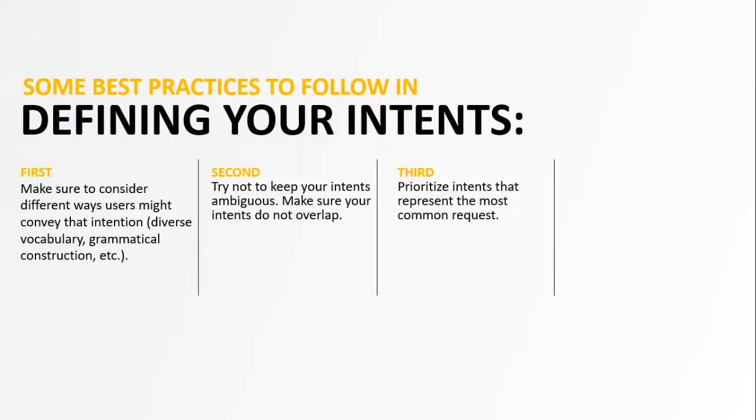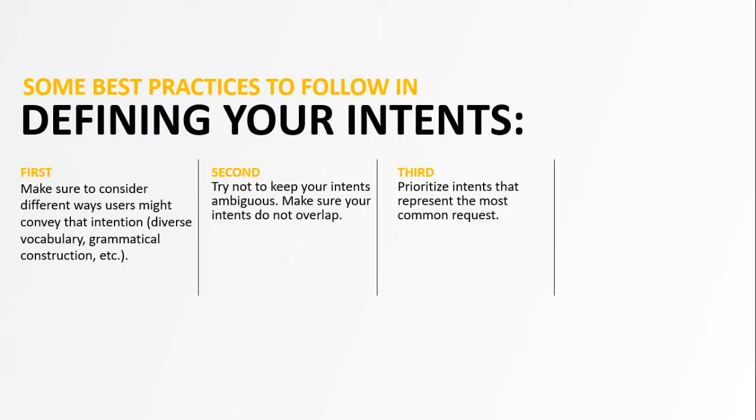So here are some best practices in defining your intent. First, make sure to consider different ways the user might convey the intention. For example, I would like to order pizza. Tammy, do you have any other way for this intent? Oh, for ordering pizza. So you mean other ways of saying that I want pizza? Yes, right. So probably I can say I would like to have one Hawaiian pizza, please. Or, can I have a box of pizza? So there are many ways of conveying your intention.